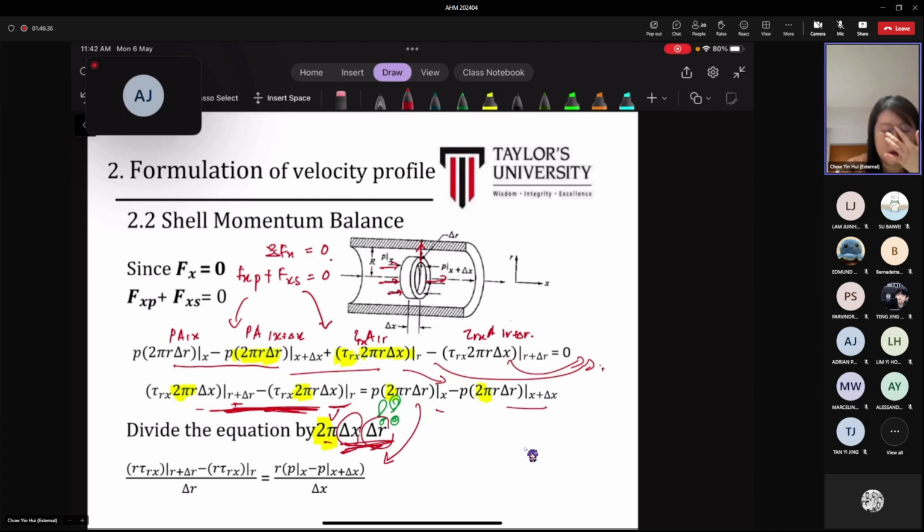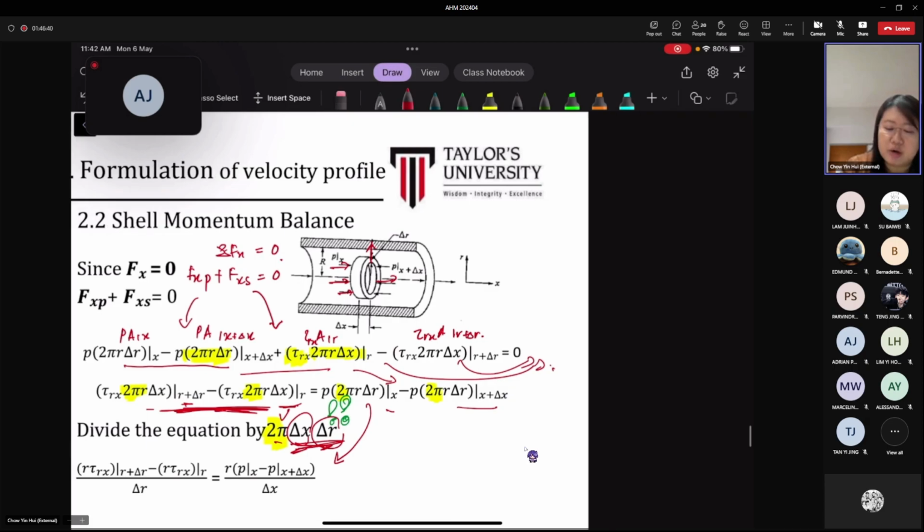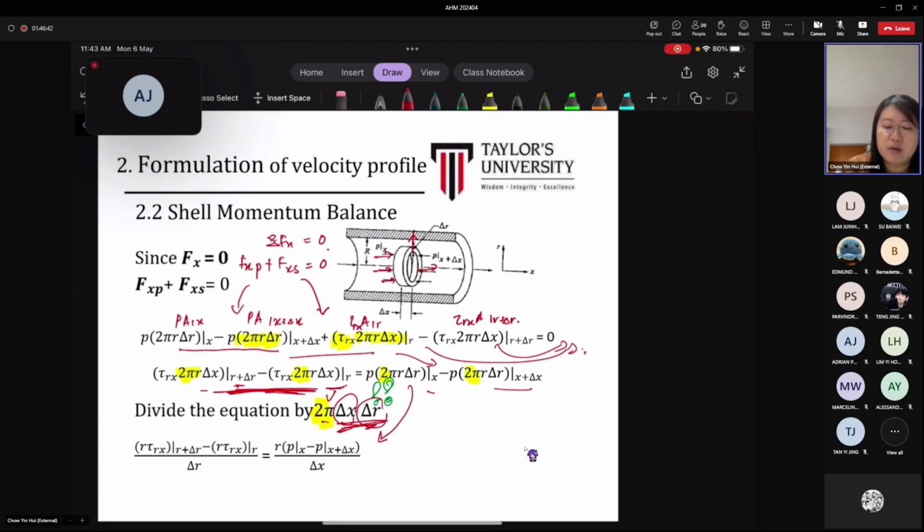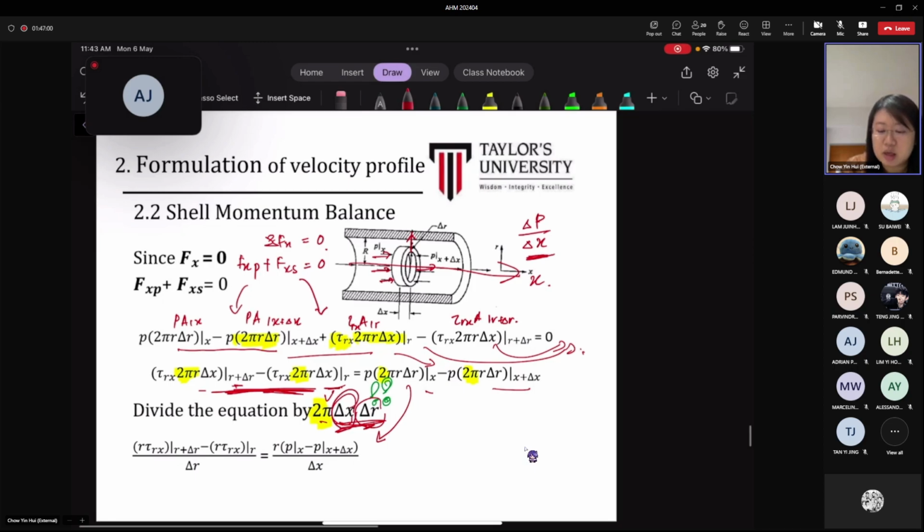So the reason being, if you look at here, your pressure varies in this one. The fluid flows in the x direction, which means the pressure gradient occurs in the x direction. The pressure gradient occurs in the x direction. So that's why here we need to divide by delta x, so that later on in the next line you have an expression where you get delta p divided by delta x.